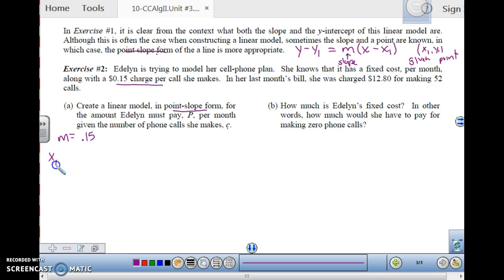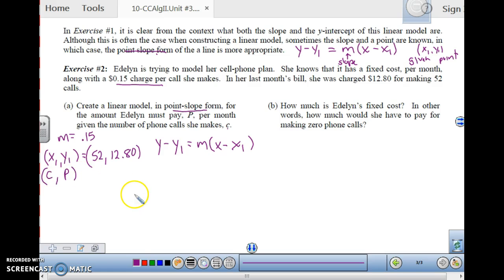So that's going to be your X1, Y1 when we do this, or in this case, it's going to be C, comma, P. It would be 52 calls, cost $12.80. So that's your point. Now, in Y minus Y1 equals M times X minus X1 form, point-slope form, we are going to plug in C and P for X and Y.